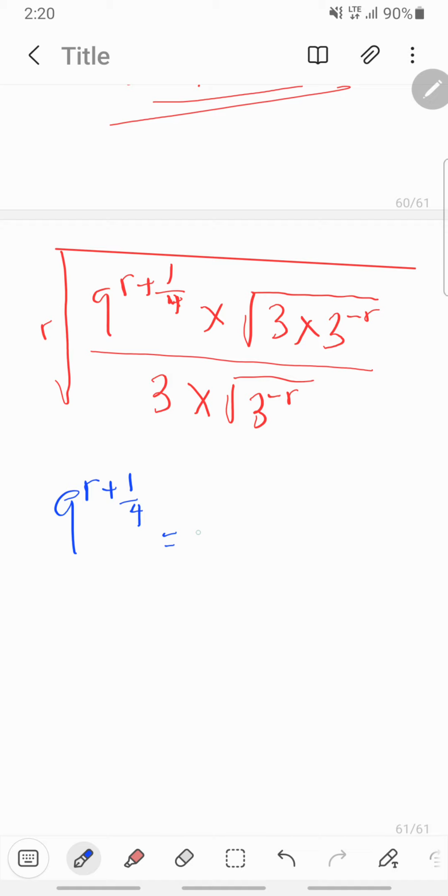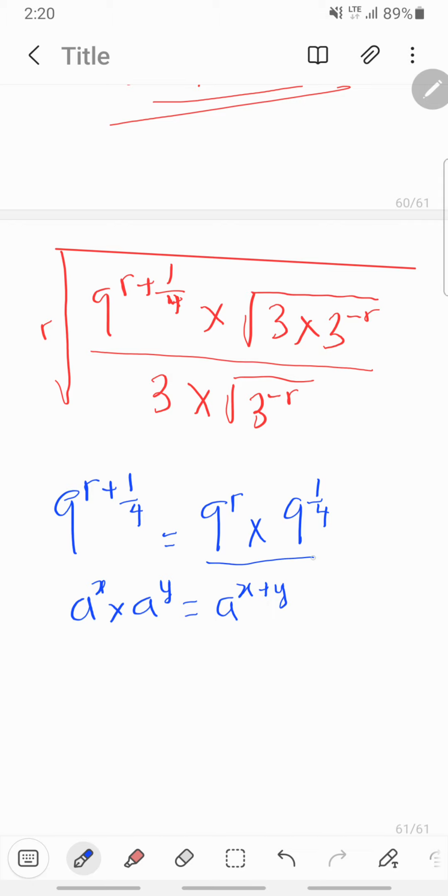This could also be written, using the first law of indices, as 9 raised to r times 9 raised to 1 over 4. So that is the first law of indices, which says a raised to x times a raised to y is the same thing as a raised to x plus y. That is what I did here.